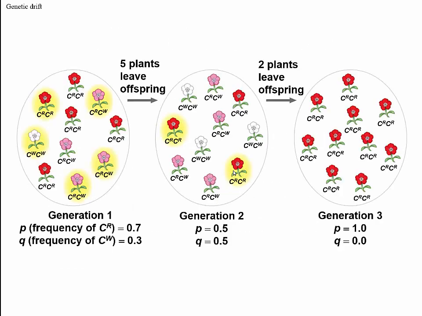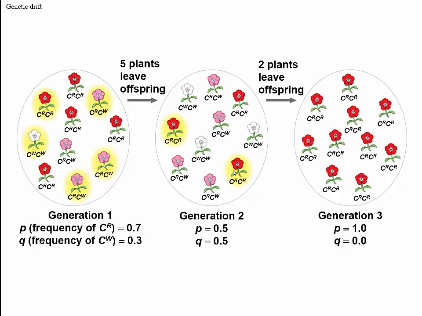So if we look at this picture, genetic drift is occurring here. So what is going on? We have the same red, pink, and white flowers in generation 1. Here the frequency of the red is 0.7 and the whites are 0.3. But 5 plants die off or leave the pool. They just disappear. Maybe somebody bought them.